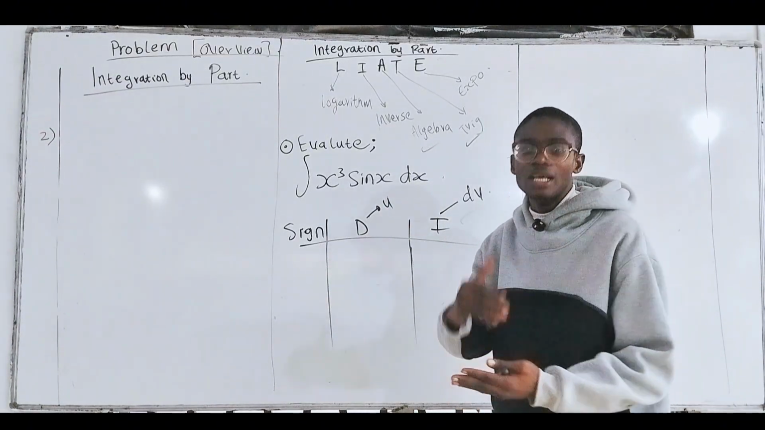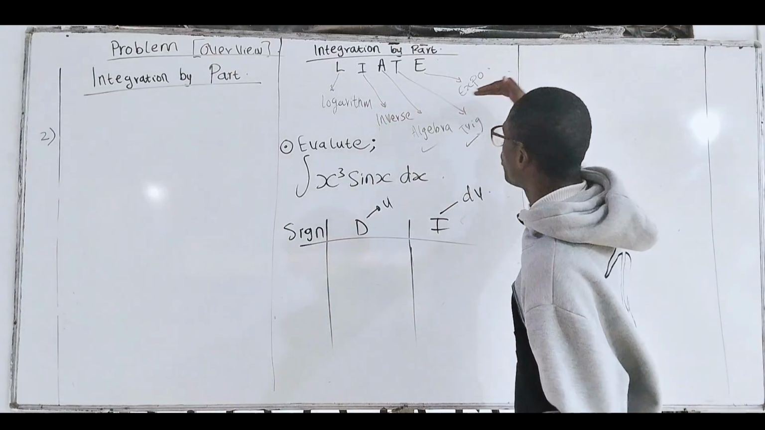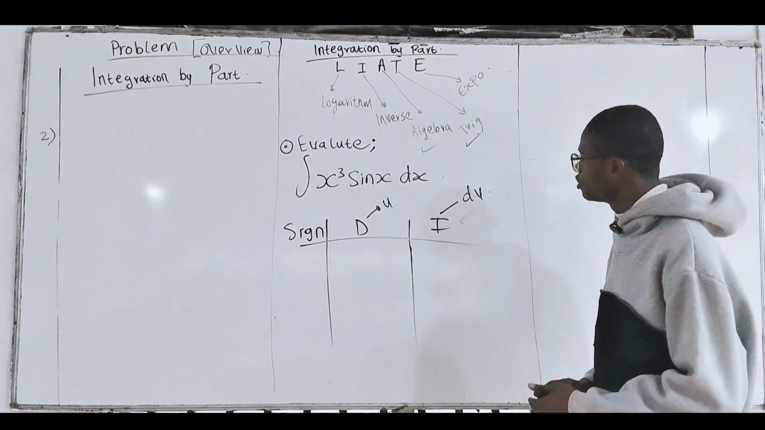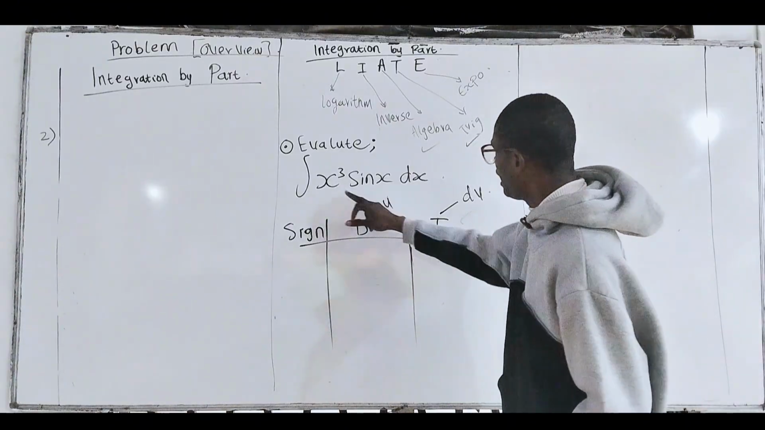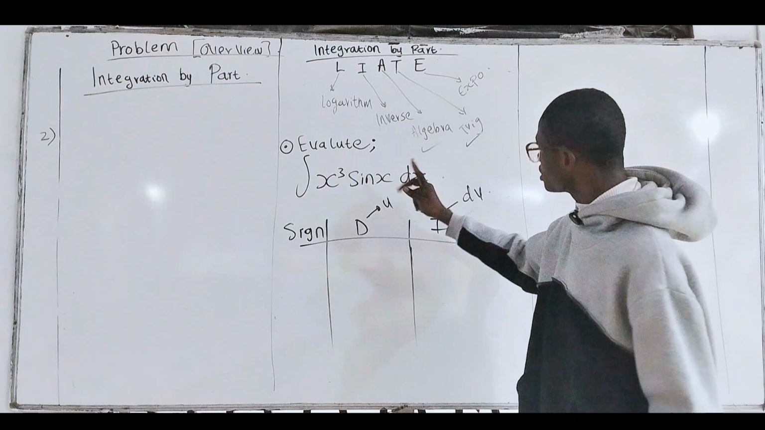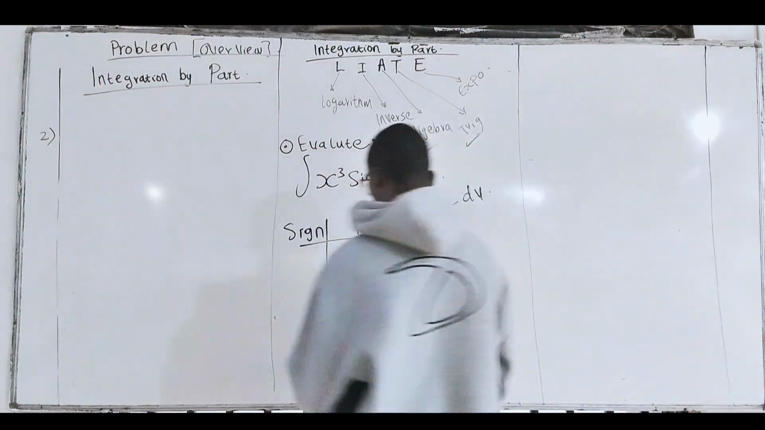You understand? According to the preference. This is the preferential acronym for choosing these values, right? So now we have that this comes first before this. So we take this as u and this as dv, because algebra comes before trig. So now we come here and write them down.